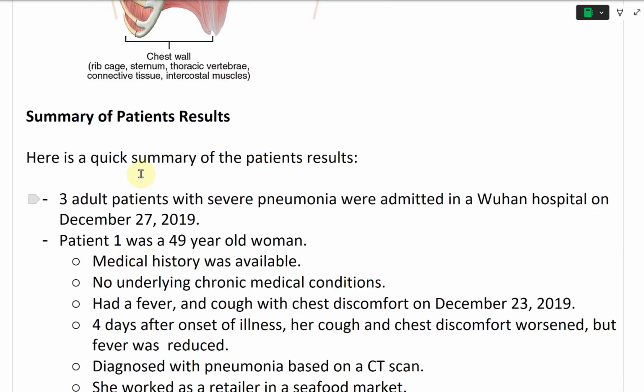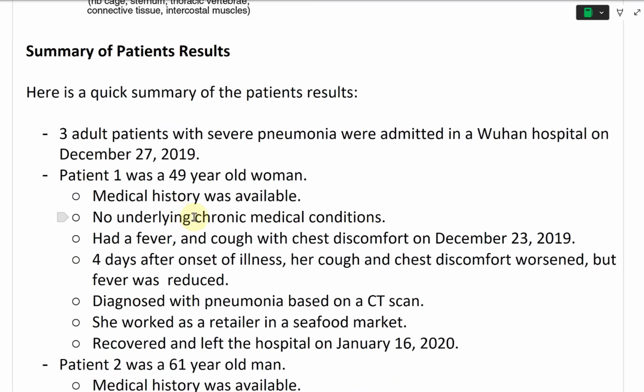All right, continuing further. Now we're going to take a look at a summary of patients' results. So here's a quick summary of the patients' results. 3 adult patients with severe pneumonia were admitted in a Wuhan hospital on December 27th, 2019. And patient 1 was a 49-year-old woman.